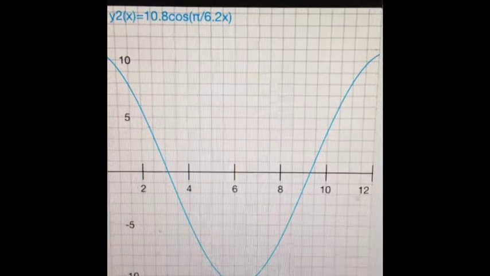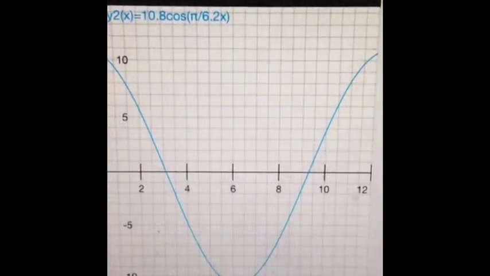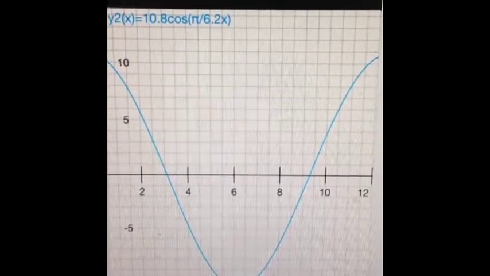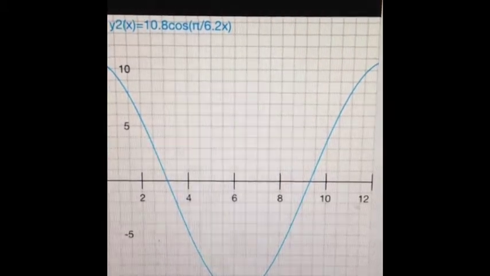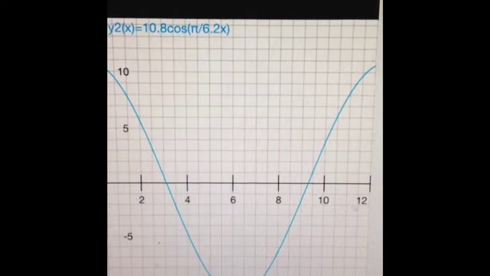This is my second graph. It is a graph of the highest tidal range that the Bay of Fundy has ever had. This happened many years ago, around 1966 or 1866. The equation for this is y = 10.8 cos(π/6.2 x).